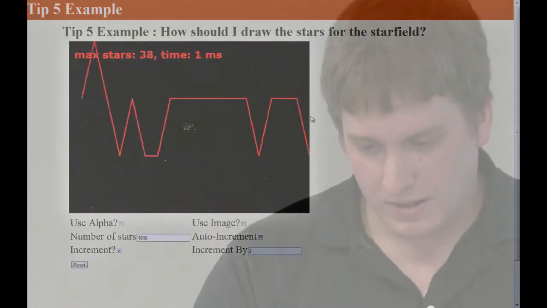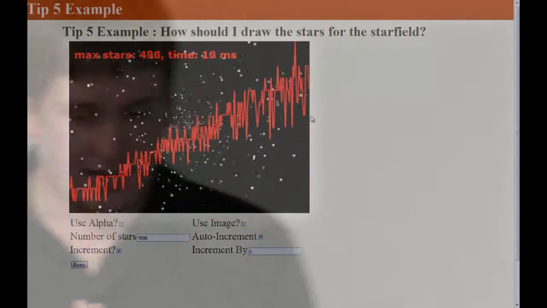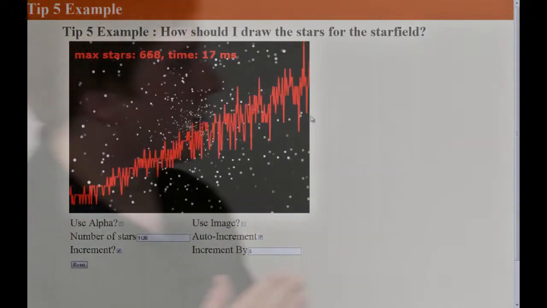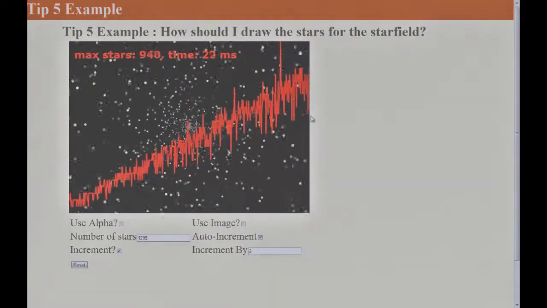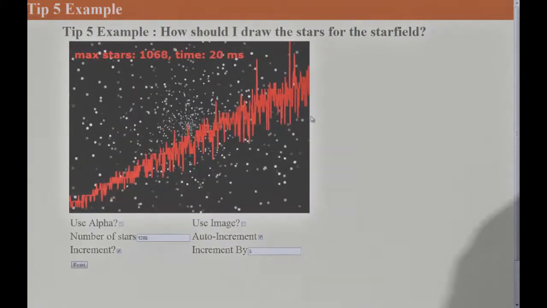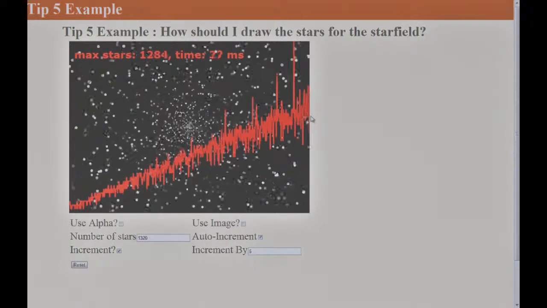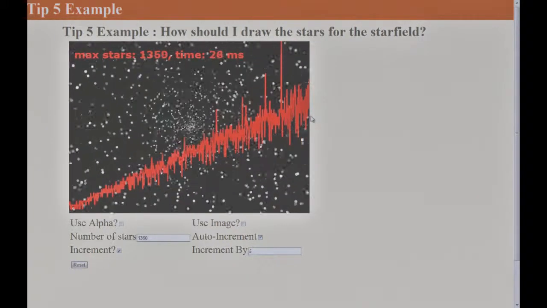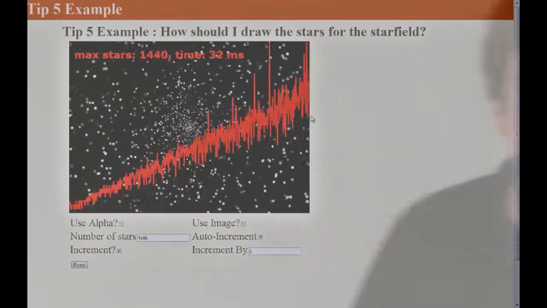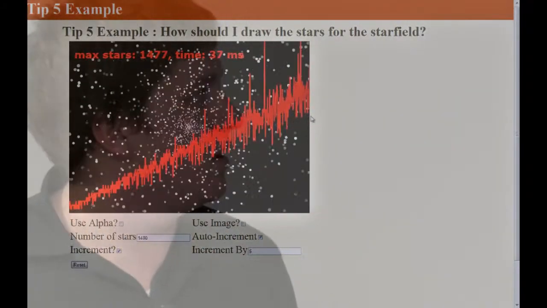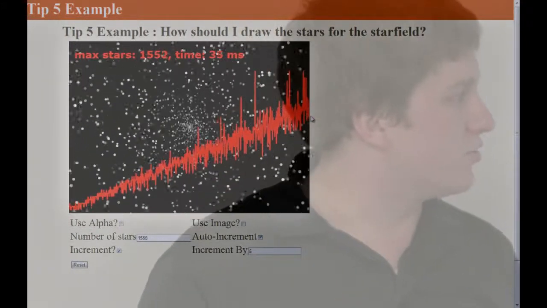So what I'm doing here is I'm graphing how long it takes to draw all these stars based on the number of stars. Your x-axis is going to be the number of stars, and the time that it takes is going to be your y-axis. Now, these little spikes up here, you can see the garbage collector doing its thing, and it takes a little bit more time to reclaim a lot of memory during execution.